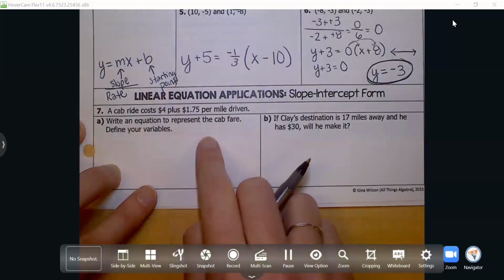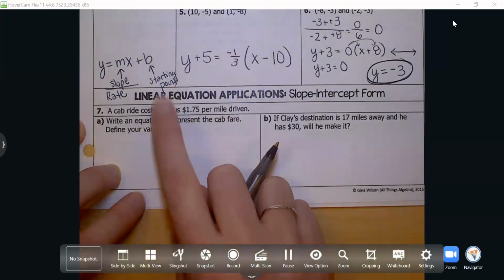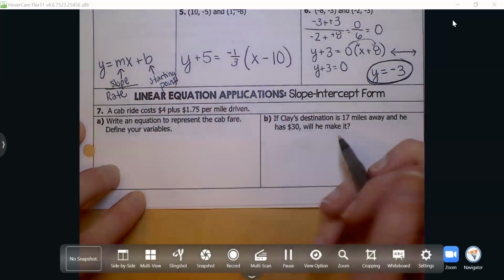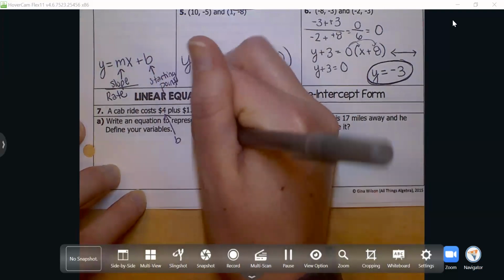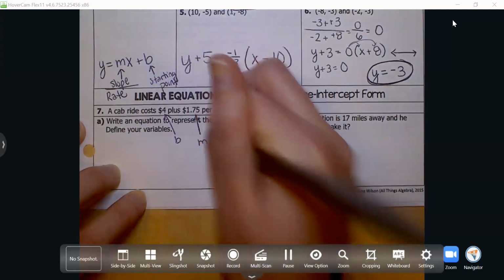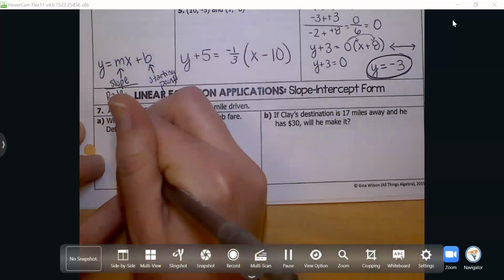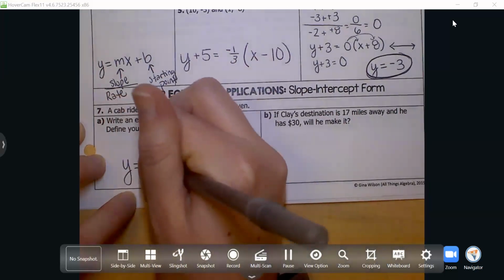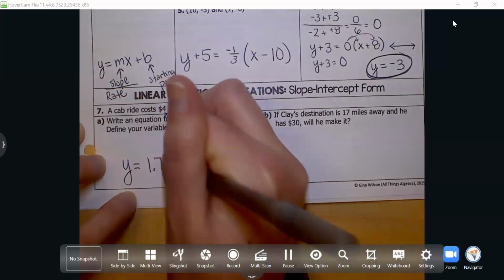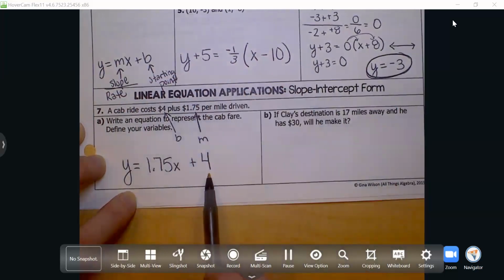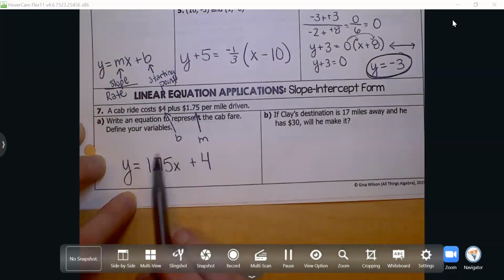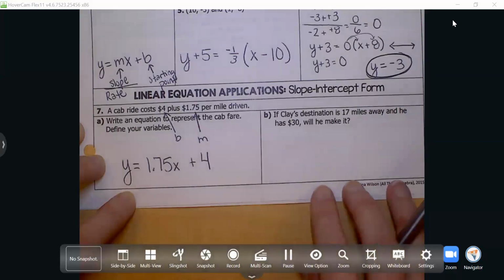So if his cab ride costs $4, that would be his starting point, and $1.75. So this is going to be my B, and $1.75 per mile is going to be my slope. So I'm going to write an equation, y equals 1.75x plus 4. I start at $4, and then every mile costs $1.75.